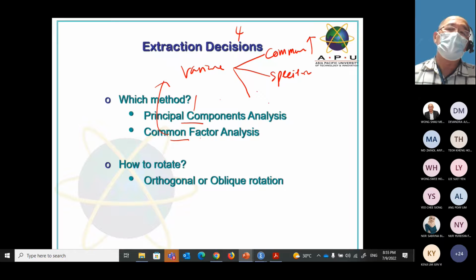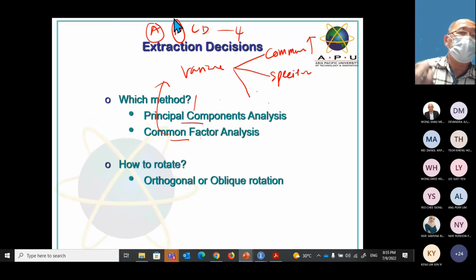Specific variance. So let's say four variables, A, B, C, D. Some variance only exists in A, not in B. Therefore it's specific. Some variance only appears in variable B. Therefore it's specific. Another one is error.